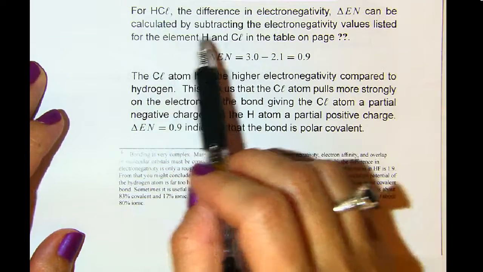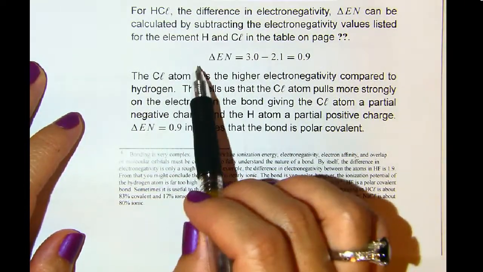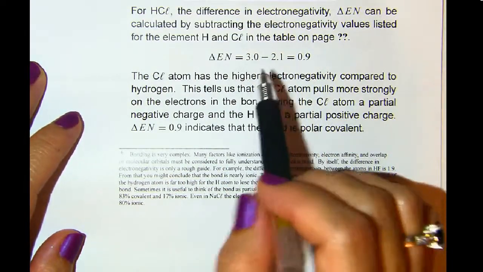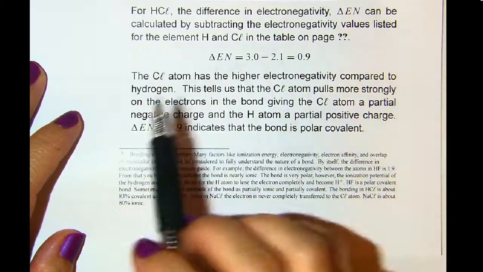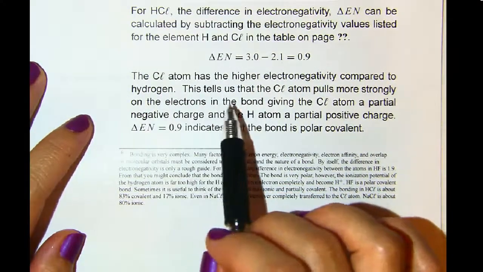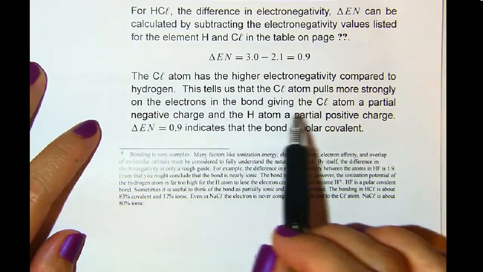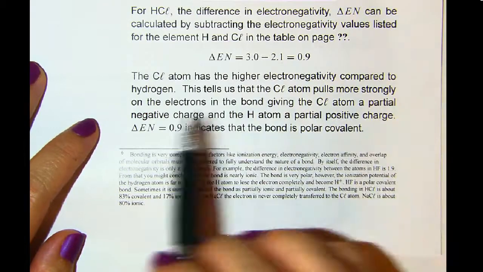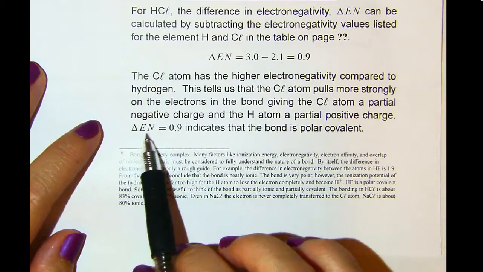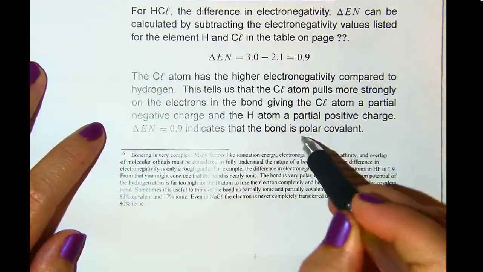So for HCl, the difference in electronegativity can be calculated by subtracting the values listed for each of the elements in the table that was on the previous page, and we're going to get a difference of 0.9. The chlorine atom has the higher electronegativity compared to hydrogen. This tells us that the chlorine atom pulls more strongly on the electrons in the bond, giving the chlorine atom a partial negative charge and the hydrogen atom a partial positive charge. The difference in electronegativity equals 0.9 indicates that the bond is polar covalent.